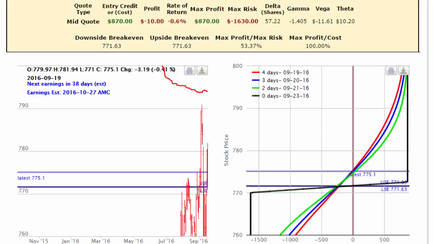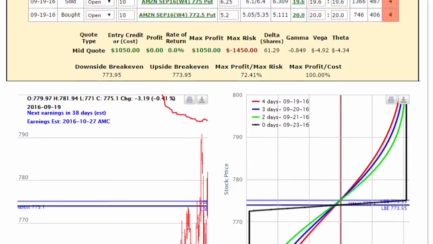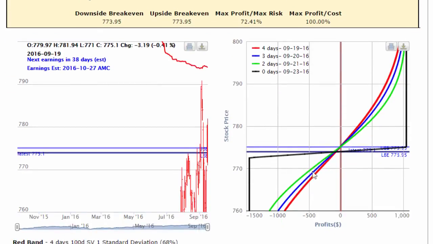For those who may prefer this particular trade, they might manage this differently. They will take in a credit of $1,050 and they're willing to risk a maximum of $1,450, and they may manage a trade such that if it goes just below 770, which is the low of the previous trading day, then they're willing to potentially lose up to around $500.